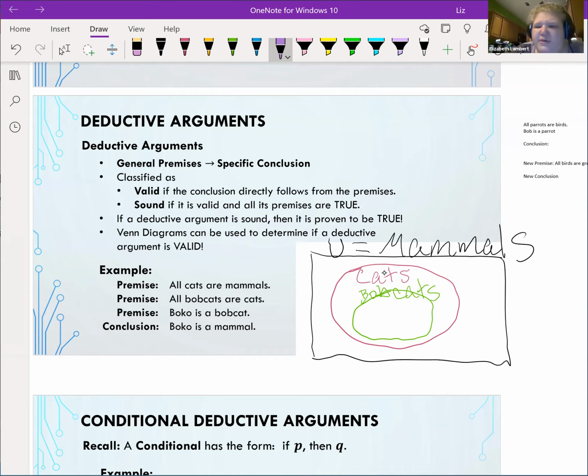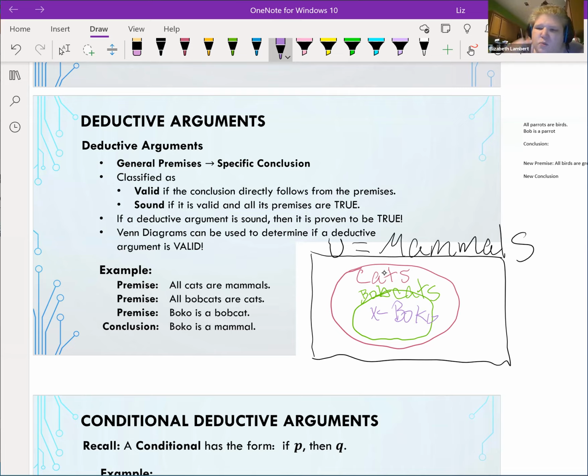So our last one is Boko is a bobcat. So this is a specific example. So with a specific example, we're not going to draw another circle. We're going to mark where that person belongs according to the statement we were given. Boko is a bobcat, then Boko is something inside the circle. So we mark that with an X to kind of show this is where it lives. And then you can label it. So that's like a line kind of pointing to it, as it were. So we have the X, and that's Boko.